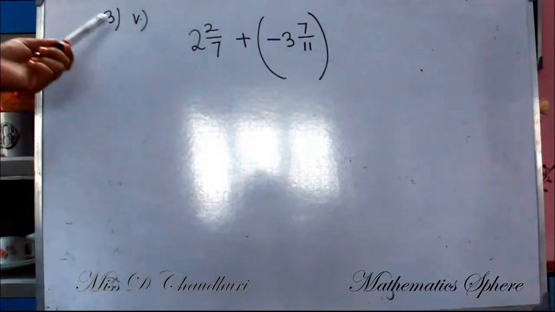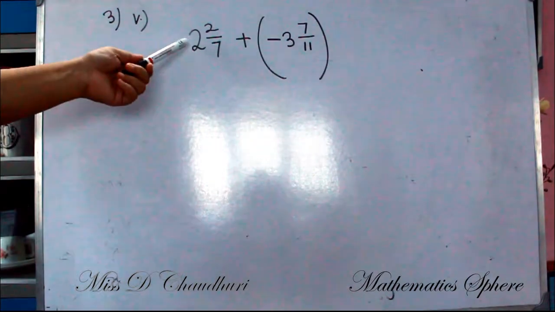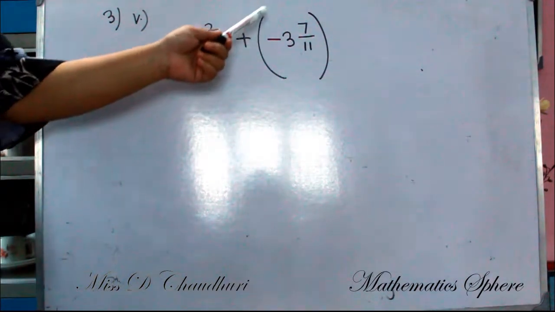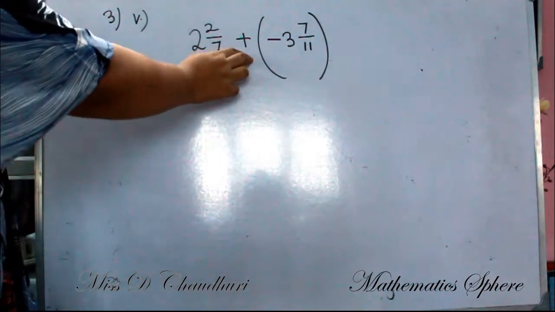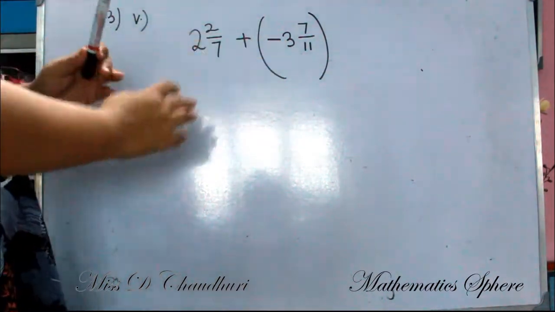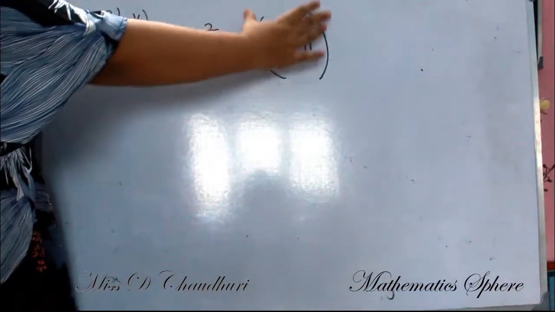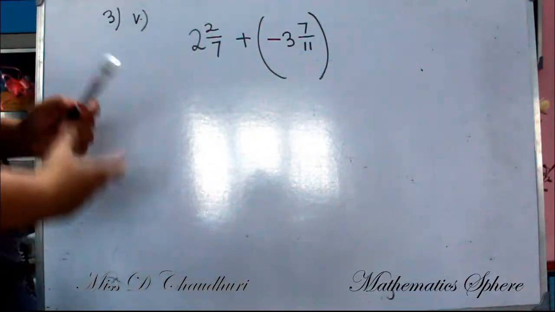This is question number 5 under heading 3. 2 by 7 plus minus, it was given in mixed form. I have taken the plus sign here, and as plus and minus will get confused or mixed up, I have put one bracket here. You are also going to put it, okay.